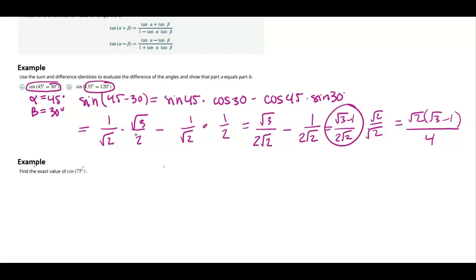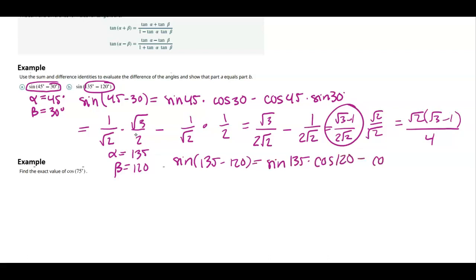and this is also going to be the sine of 15 degrees, and it just wants us to show why those would be the same. So in that second part, if alpha equals 135 and beta equals 120, then the sine of 135 minus 120 is the sine of 135 times the cosine of 120 minus the cosine of 135 and the sine of 120.